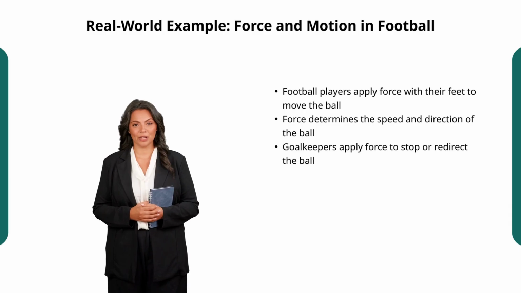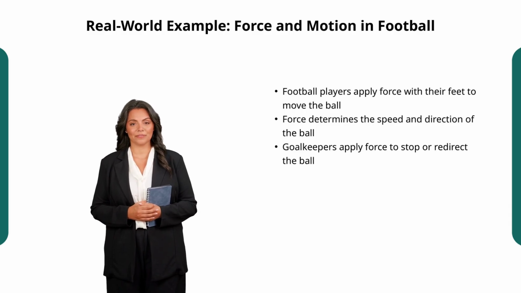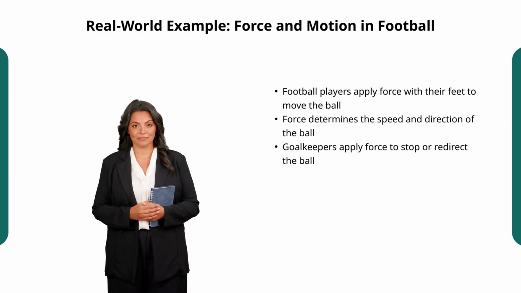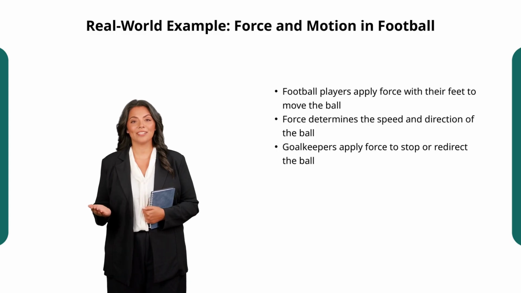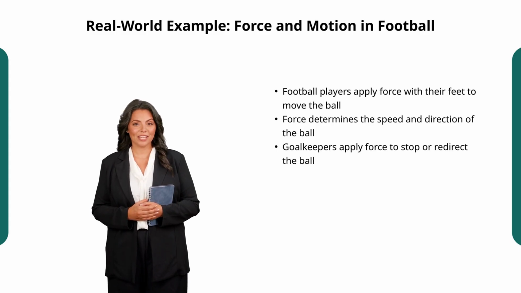Let's focus on where a goalkeeper is saving a goal. In football, the player kicks the ball using force applied by the foot. The stronger the kick, the faster the ball moves. This force has both magnitude, how much, and direction, which way. The goalkeeper anticipates and applies force with their hands or body to stop the ball's progress, either by catching or pushing it away. This is an example of force causing a change in motion, here slowing or stopping the ball.